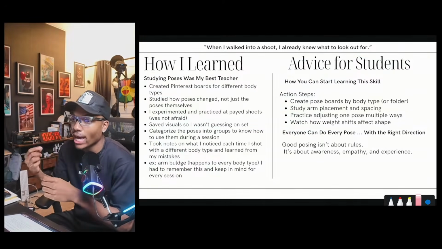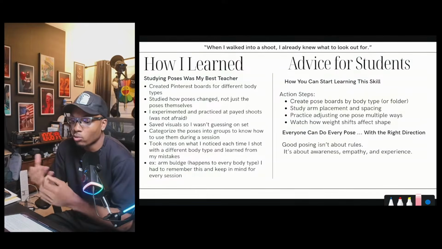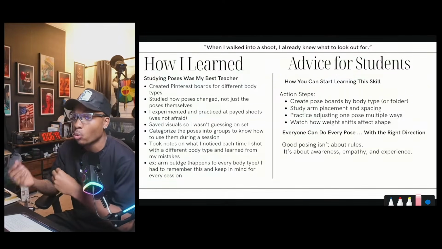And everybody has a different why, of course. Some people have the why of wanting to do photography, just to do photography. Some people have the why of wanting to change their life.